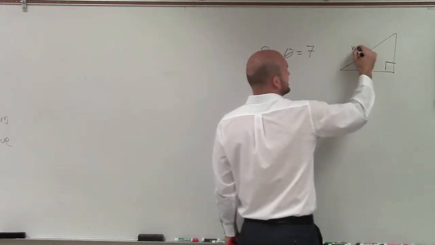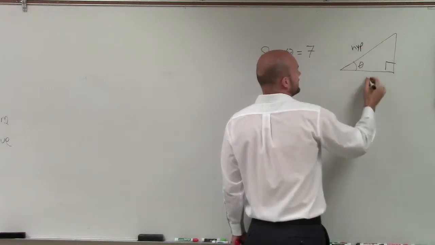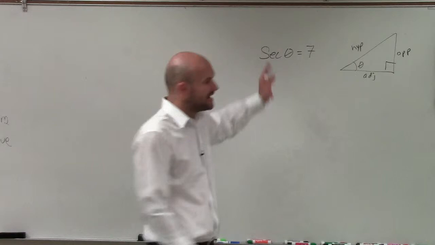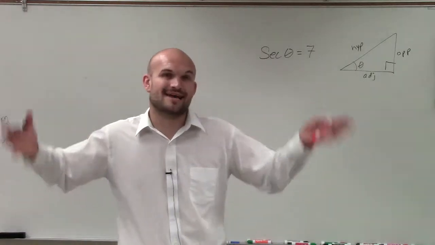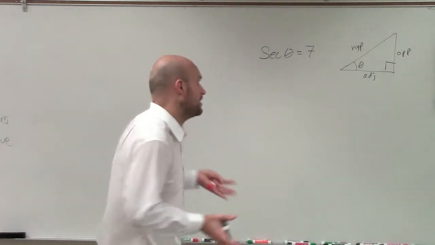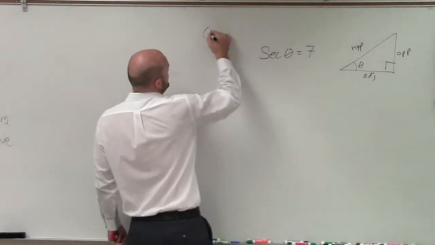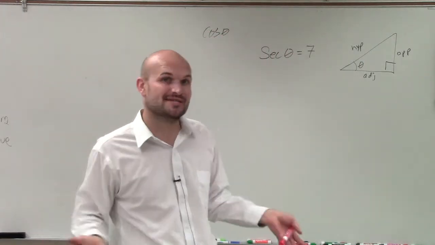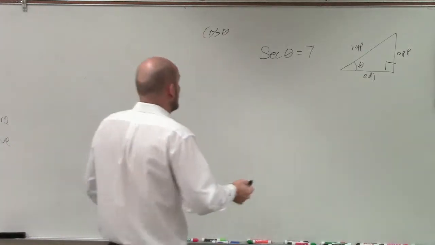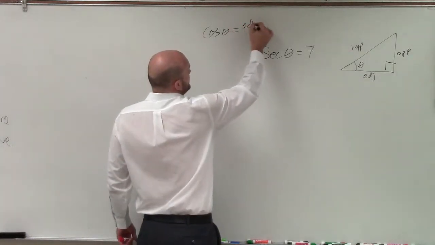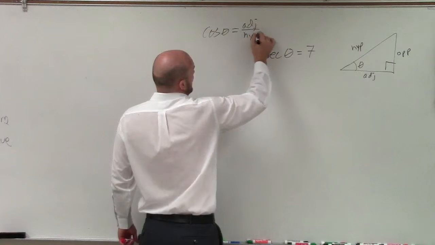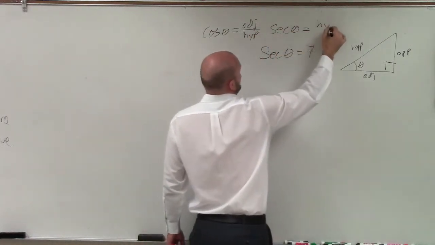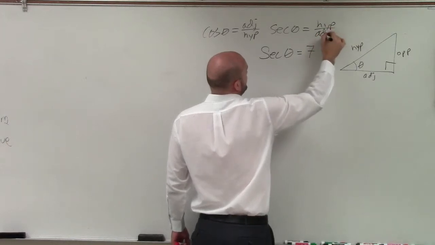Now, according to this theta, we know that this is my hypotenuse, this will be my adjacent side, and this is going to be my opposite side. So then I need to go back and look at my secant function and say, what does secant again represent? Well, to do that, let's go back to cosine, because usually by learning secant, you first learned about the cosine function. We know that the cosine of an angle represents the ratio of the adjacent side over the hypotenuse. So therefore, secant is the reciprocal of that, which is the hypotenuse over the adjacent.